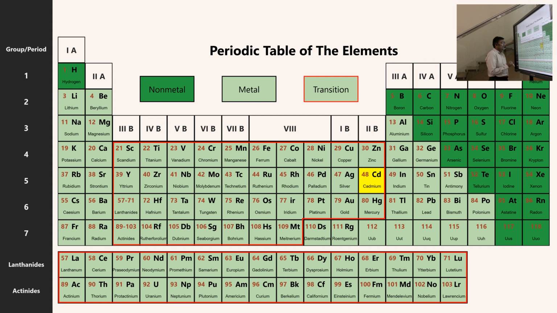And lanthanum, then hafnium to mercury, this is 5d, right? Similarly, lanthanum to lutetium are lanthanides, actinium to lawrencium 103 are actinides. So now you are very clear. Now you can write the electronic configuration of all the elements, right? So how can you write?